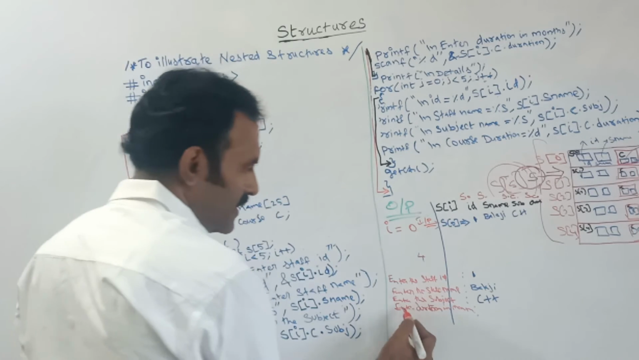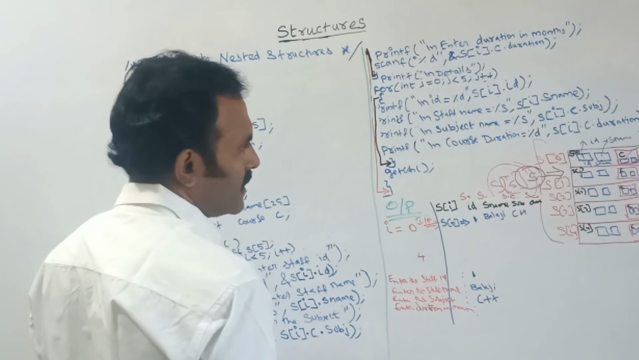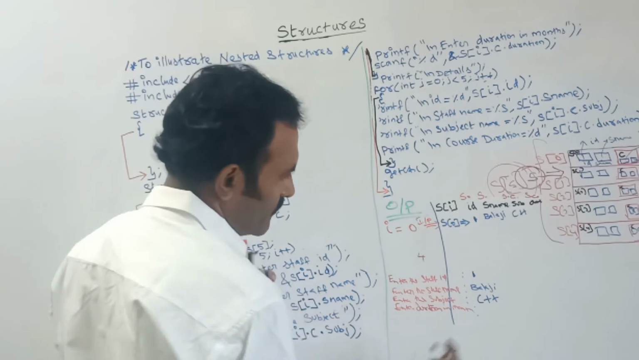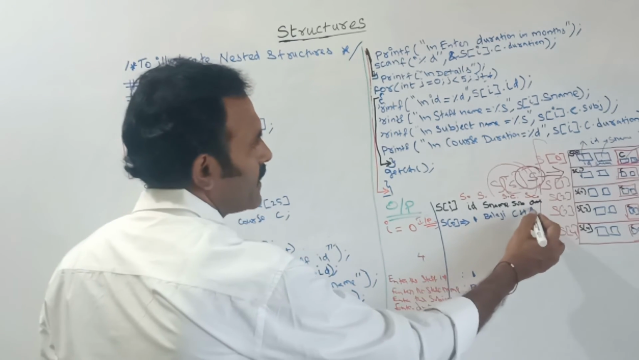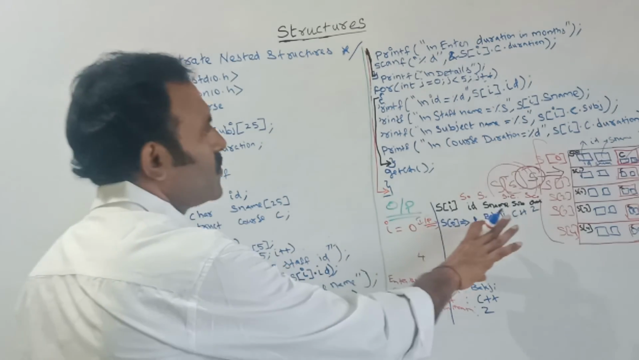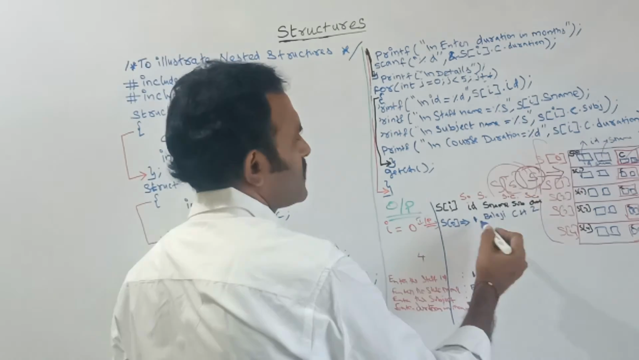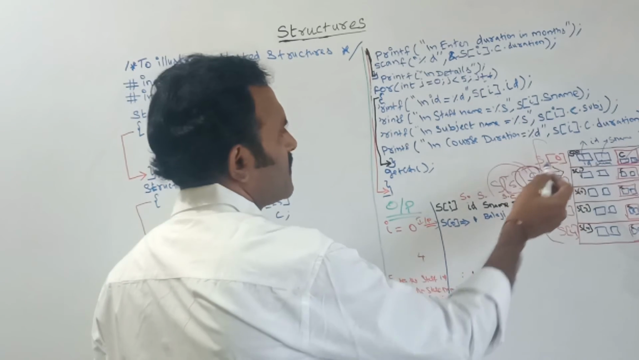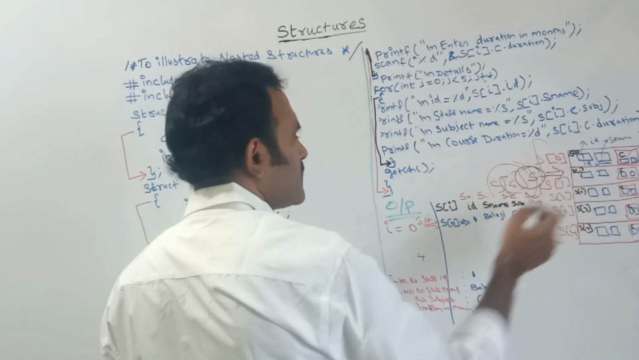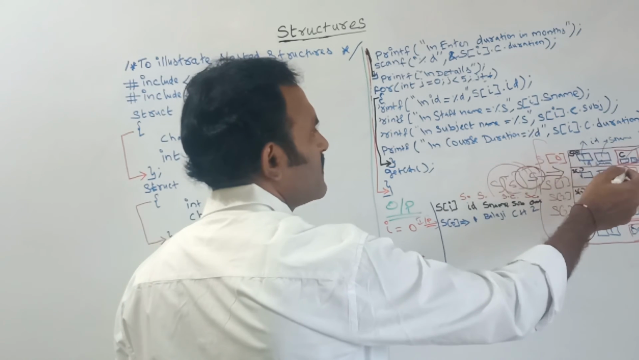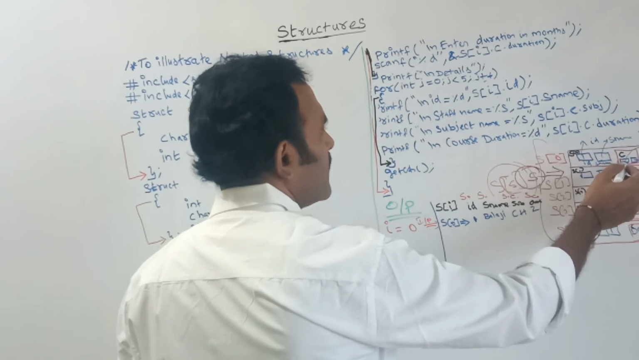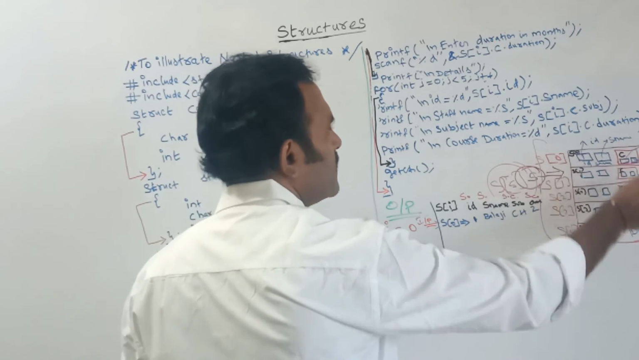Next, enter the duration in months. Suppose you give 2 months, then it will be stored as 2. So this data will be stored in memory in this order: first S of 0 dot ID, next S of 0 dot name, and then at the 0th location another structure within the structure, the structure variable C, in which I had stored the subject and duration.